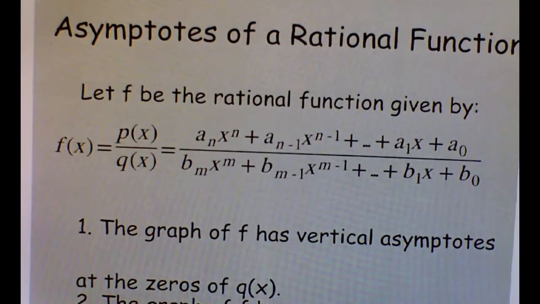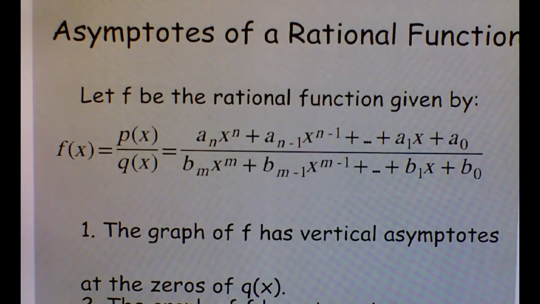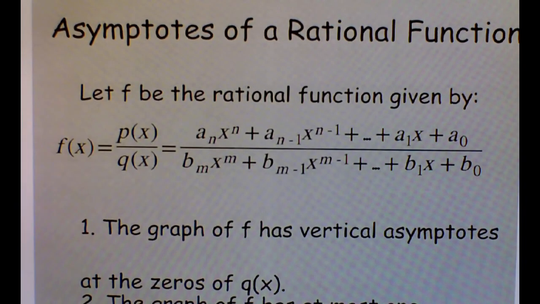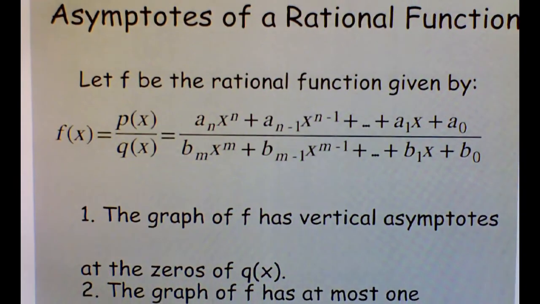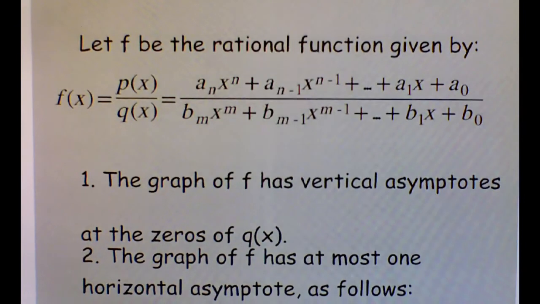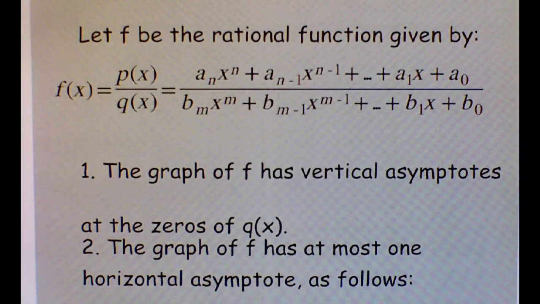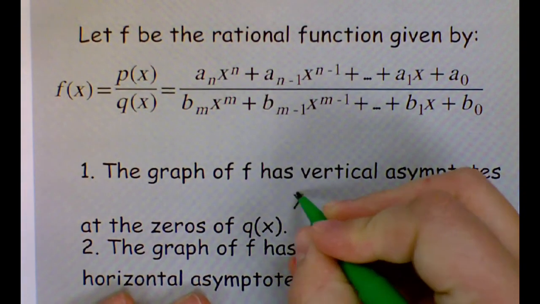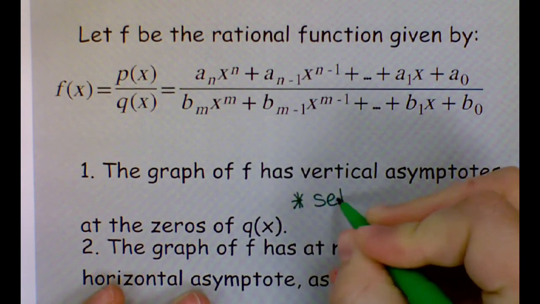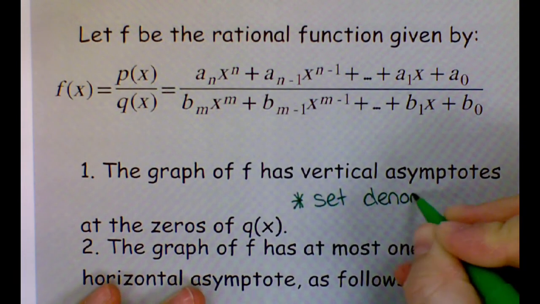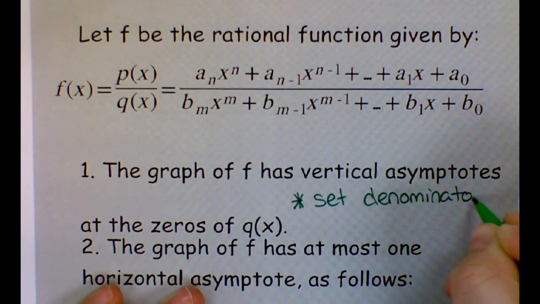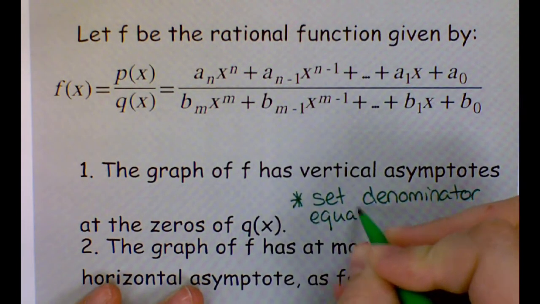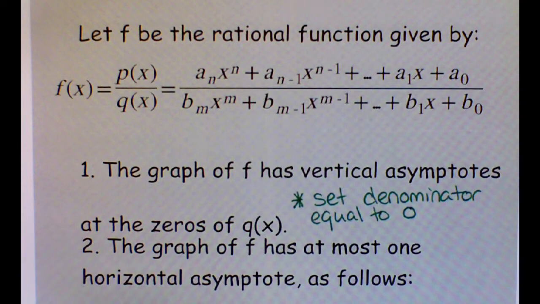So, asymptotes of rational functions. They are pretty straightforward to find. We have some very specific rules. So if f is a rational function given by this p of x over q of x, right? These are just polynomials. That's all it means. The graph will have vertical asymptotes at the zeros of q of x. So this means set the denominator equal to 0. Those are vertical asymptotes.